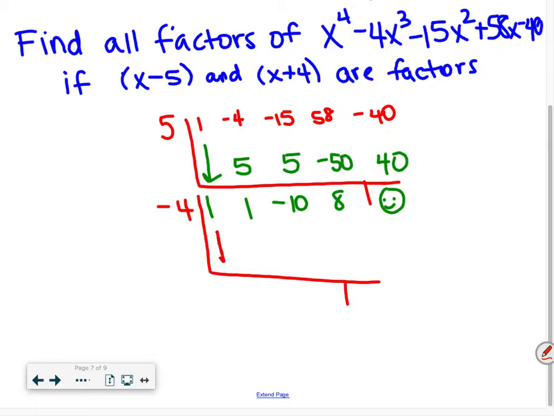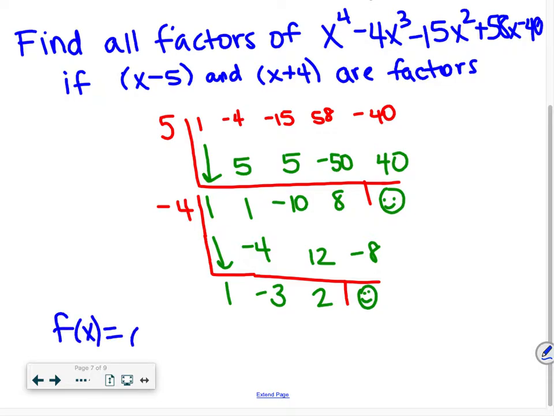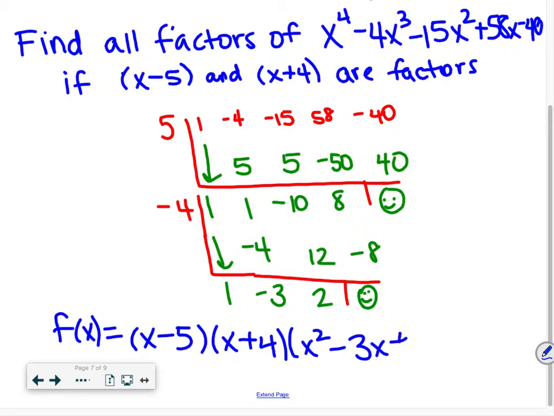So now what we can do is we can do this synthetic division again. So 1, -4, -3, 12, 2, -8. Okay. So what we know is that our function is x minus 5 times x plus 4 times this right here, x squared minus 3x plus 2.